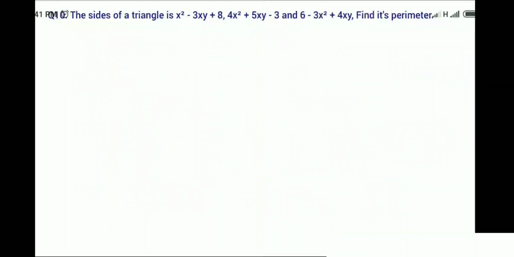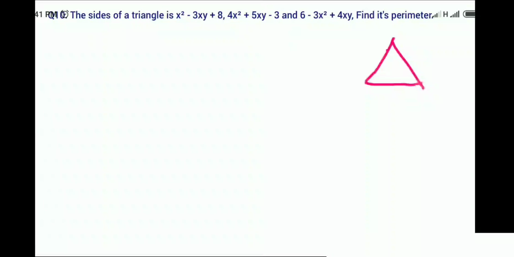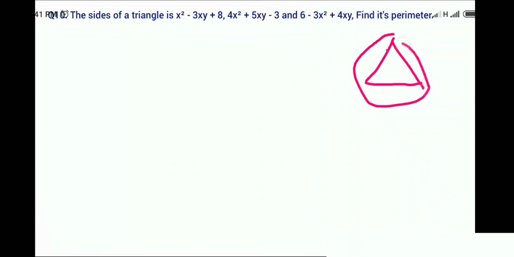The sides of a triangle are given. We have to find the perimeter. We already know a triangle has a shape like this, and perimeter is the total length of these sides, that is this plus this plus this. Thus we add all these values to get the perimeter.